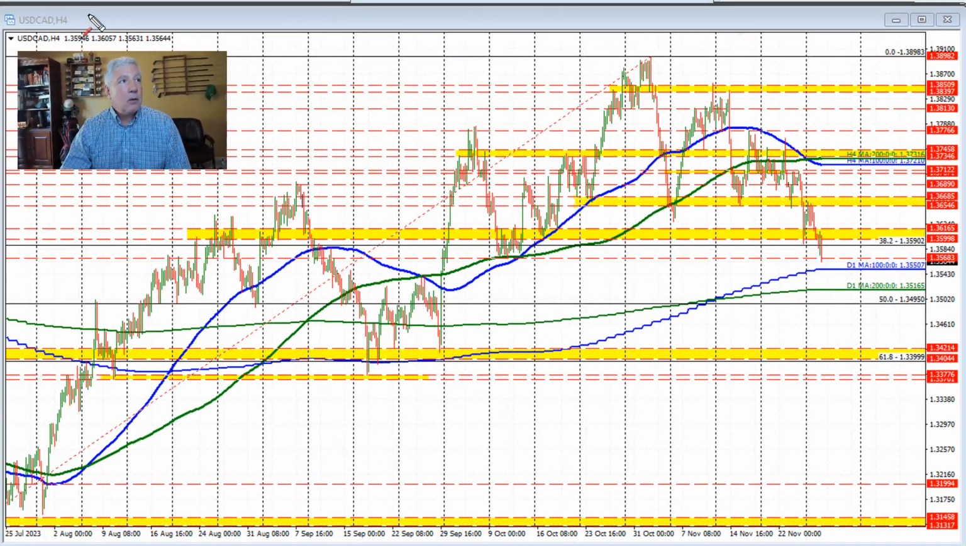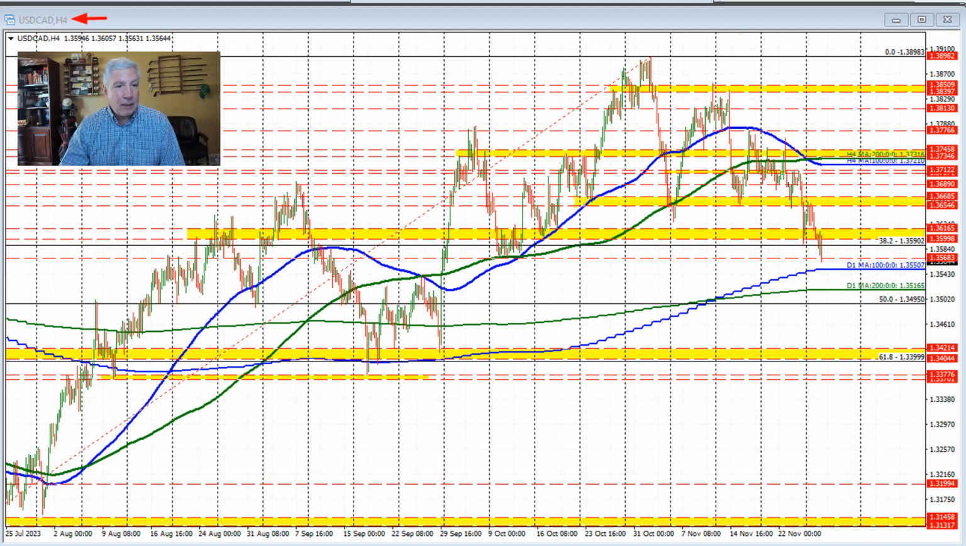I'm going to take a look at the dollar versus Canada. Overall, the US dollar is getting hit today, and that is being reflected in the dollar Canada as well as it trades to new session low. So let's take a look at the technicals that are driving this currency pair. I'm going to take a look at the 4-hour chart for this currency pair.